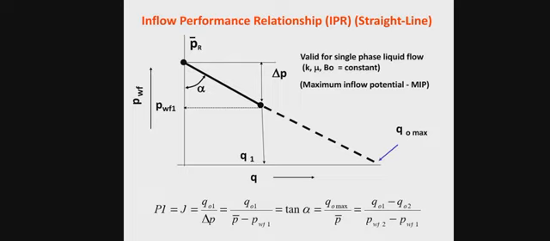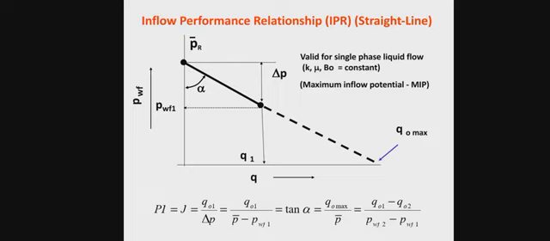Sorry, I said reservoir pressure. It is my mistake, I'm talking about the bottom hole pressure. For a single phase liquid flow, the maximum flow rate happens when the bottom hole pressure is zero. If the bottom hole pressure is zero, then the drawdown is maximum and the flow rate is also maximum.